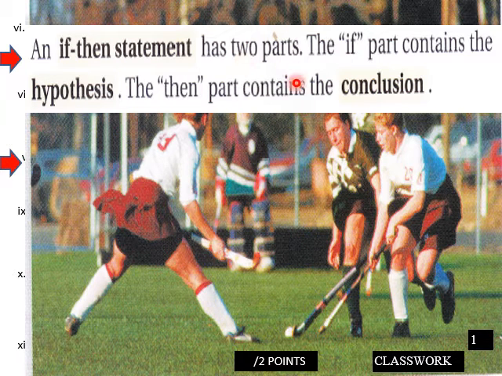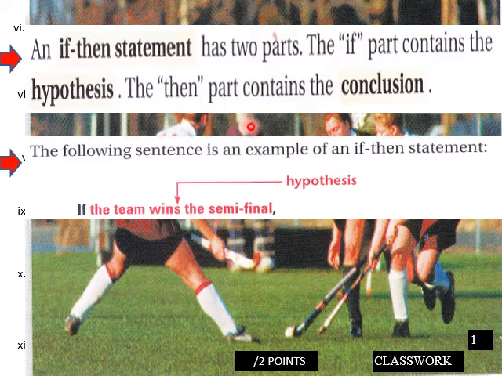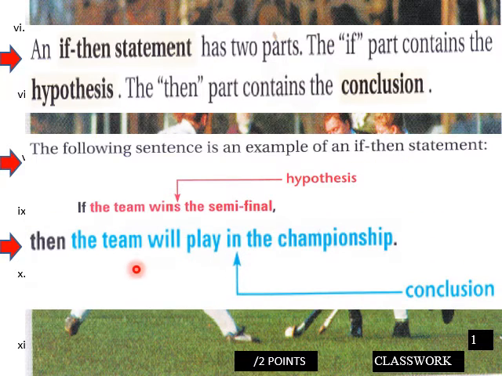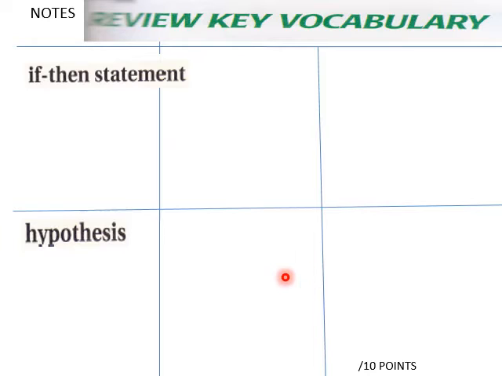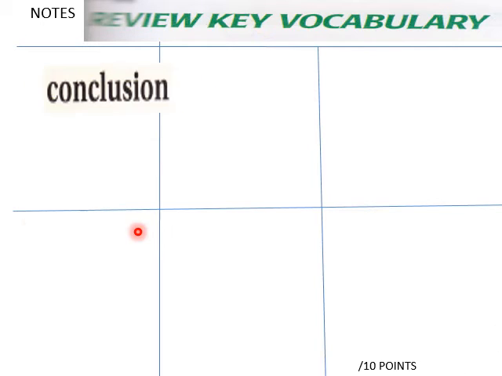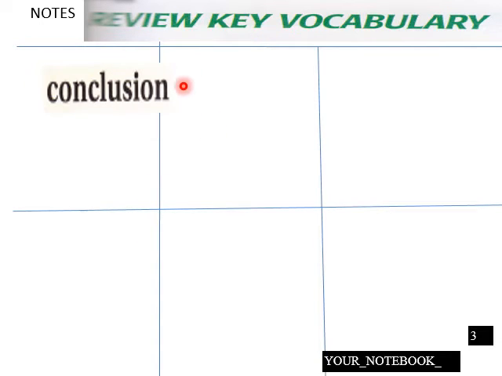Okay, an if-then statement has 2 parts. The if part contains the hypothesis, the then part contains the conclusion. Now this is an example of an if-then: if the team wins the semifinal, then the team will play in the championship. So that would be your conclusion. Students, in your own words, define if-then statement and hypothesis. And also define conclusion in your own words.